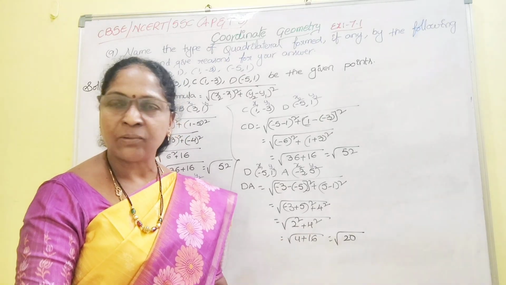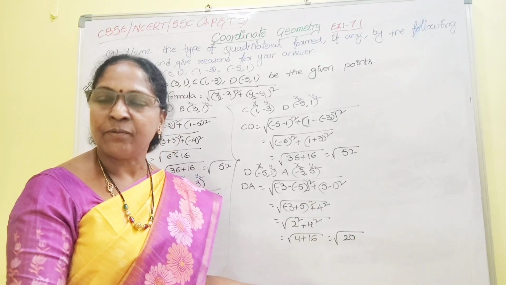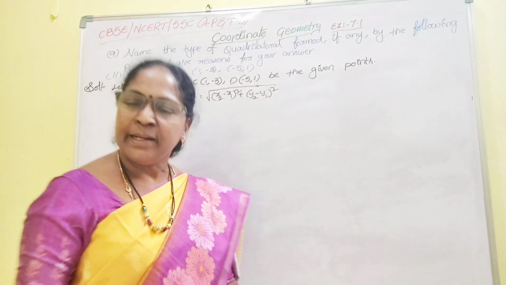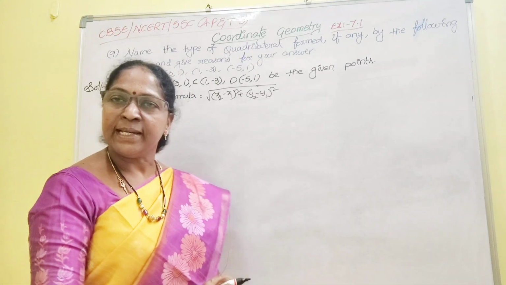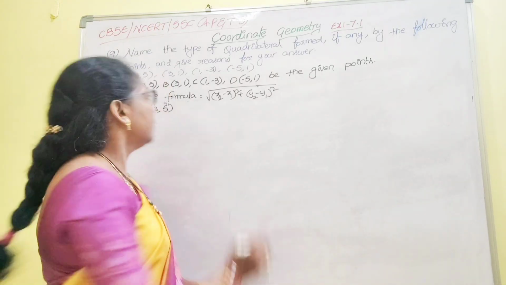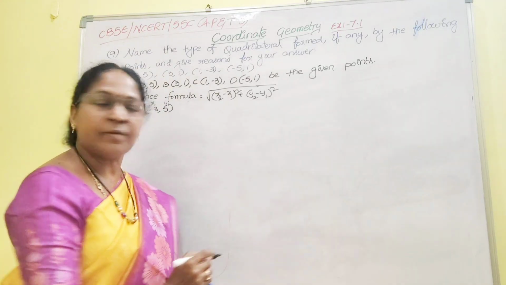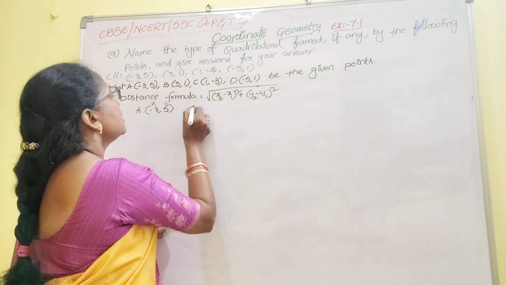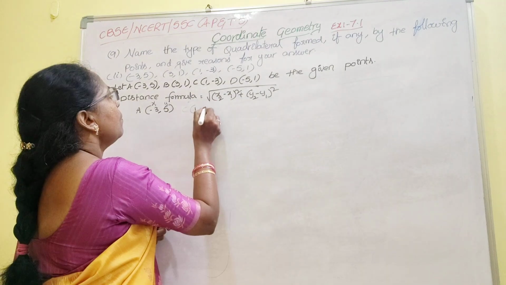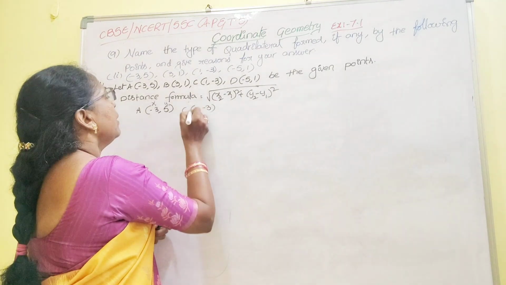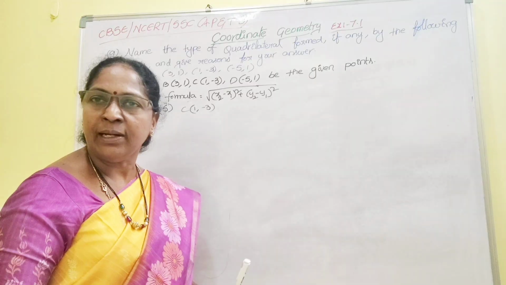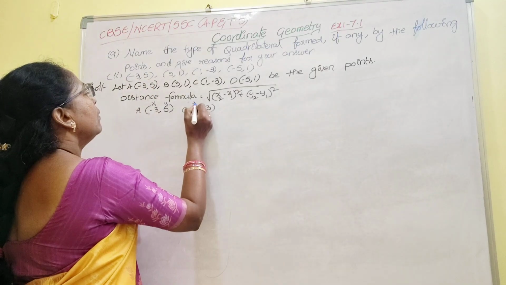Later we can conclude which type of quadrilateral this is. Next, the two diagonals, AC and BD. Here A is (-3, 5) and C is (1, -3). Now represent x1, y1, x2, y2.